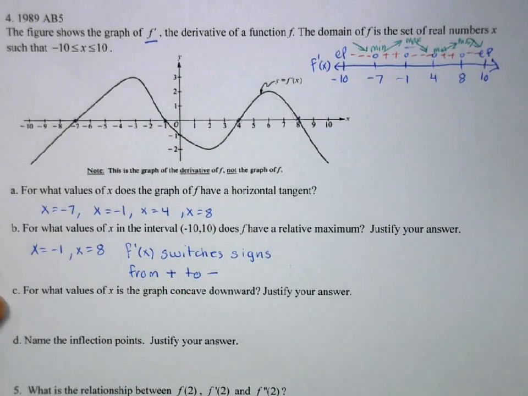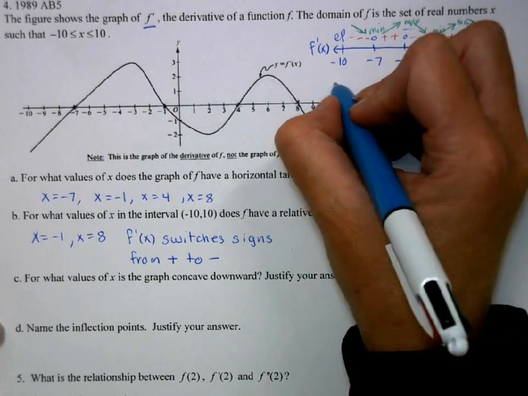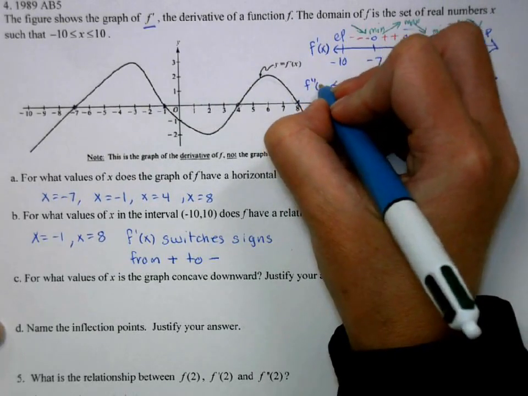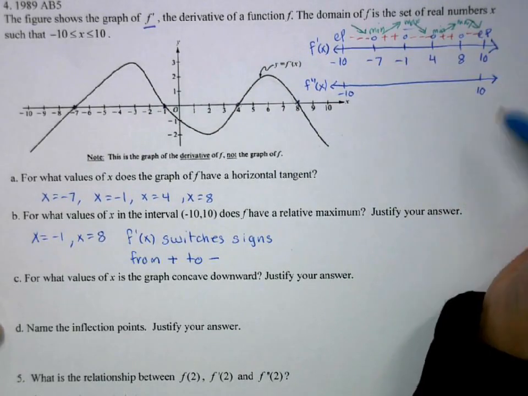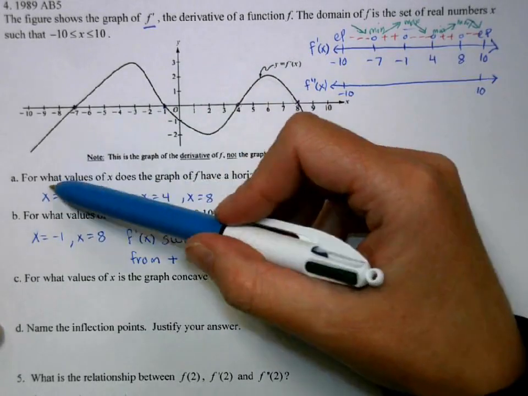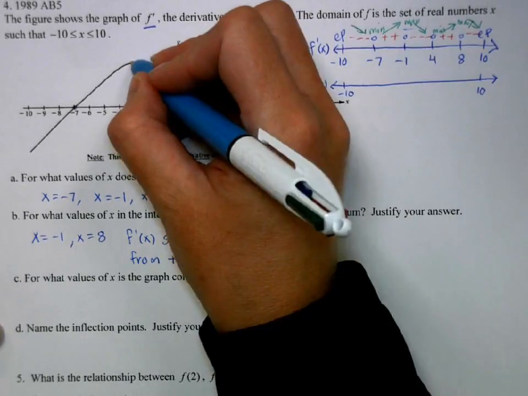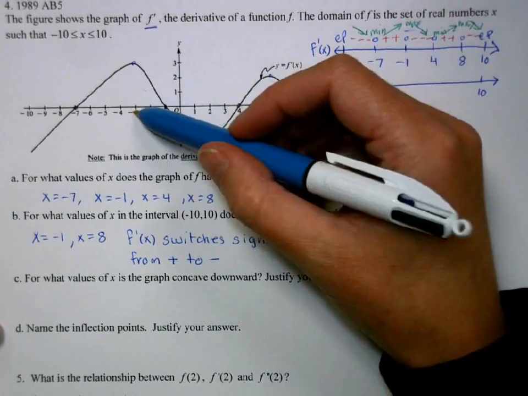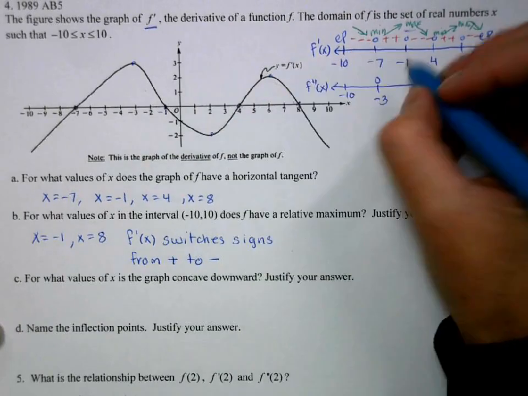Okay. For what values is it concave down? So I'm going to do another number line chart for the second derivative. Put my endpoints. Okay. Looking at the second derivative is going to be the first derivative of this graph I'm looking at. So the slopes are 0 here, 0 here, 0 here. So my second derivative is going to be 0 at -3, at 2, and at 6.